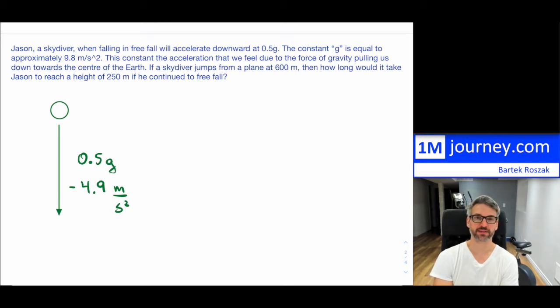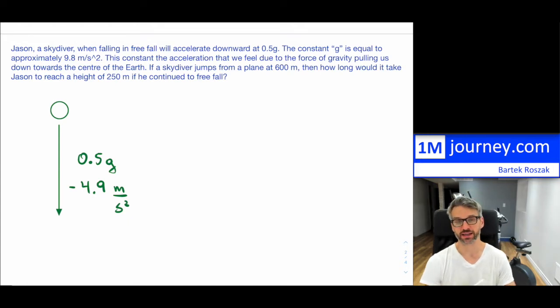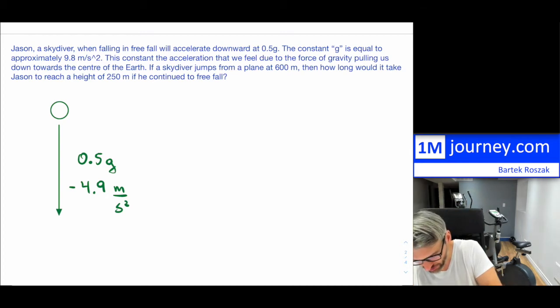Now, technically, at some point this is going to change, because hopefully we open a parachute, and it also depends how we're falling. So if this is the case, we're falling at negative 4.9 meters per second squared, so that's what happens. And what we want to know is, now this skydiver jumps from a plane at a height of 600 meters. So from the start, let's say all the way down to the ground, this happens at 600 meters.